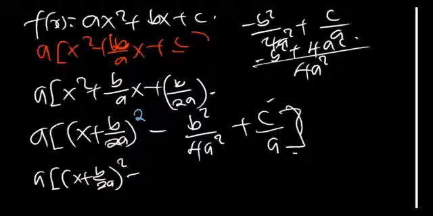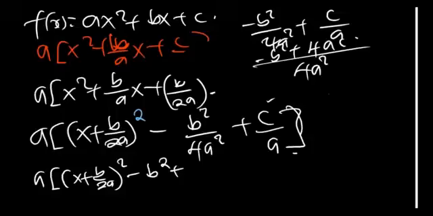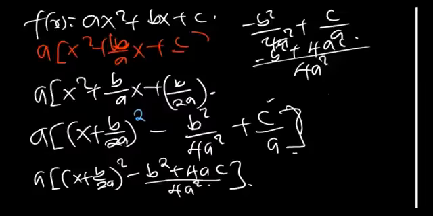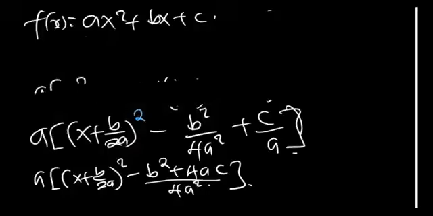Okay, I square it, then I have minus b squared plus 4ac, everything divided by 4a squared, and I have this. So what I'm going to do, I'm going to distribute the a now. If I distribute a, you're going to see that this is what we're going to have.